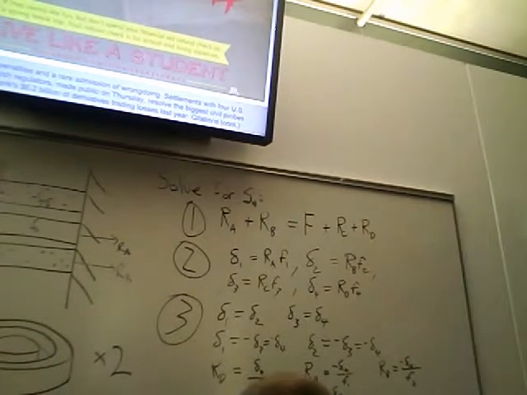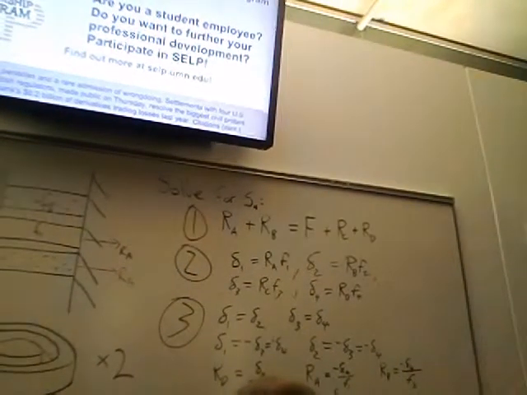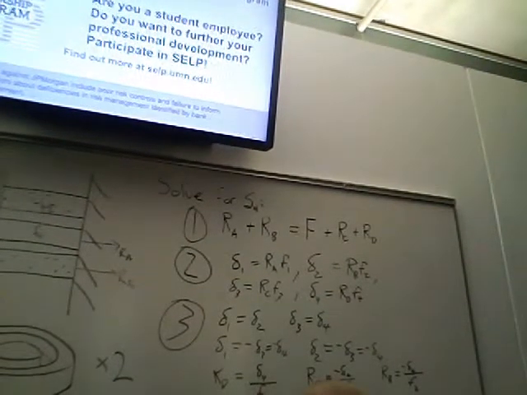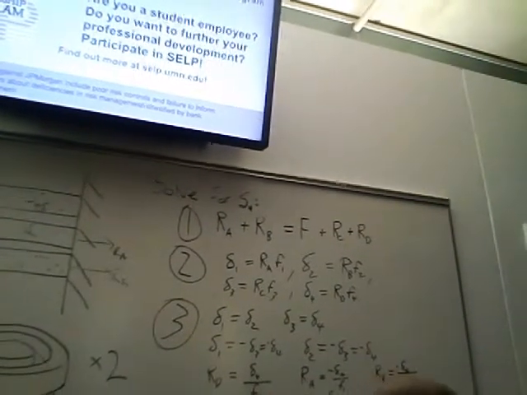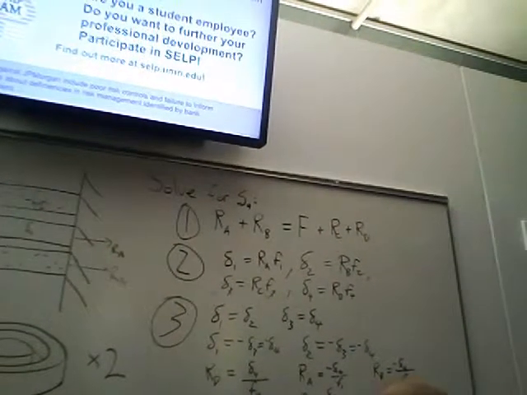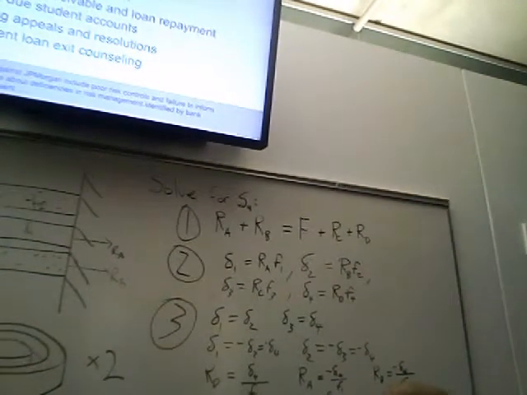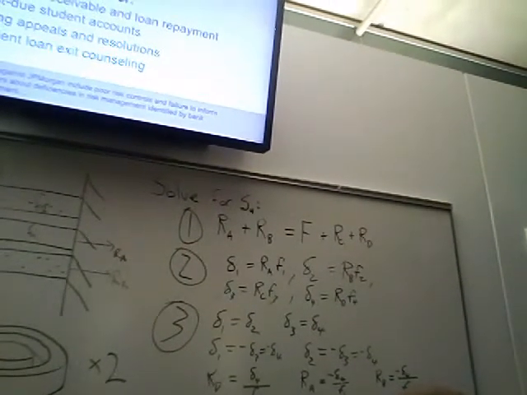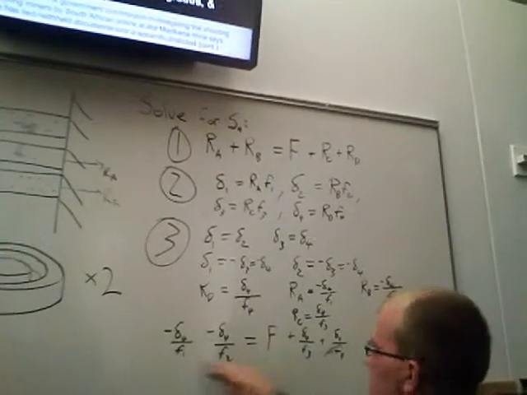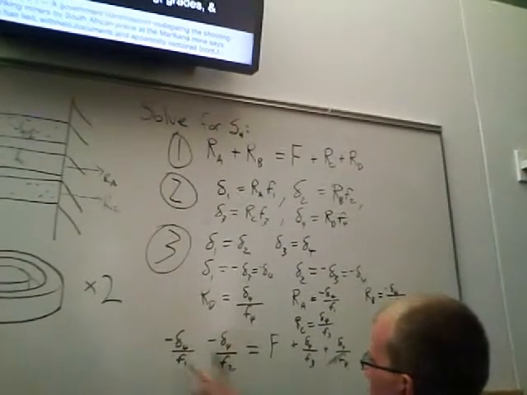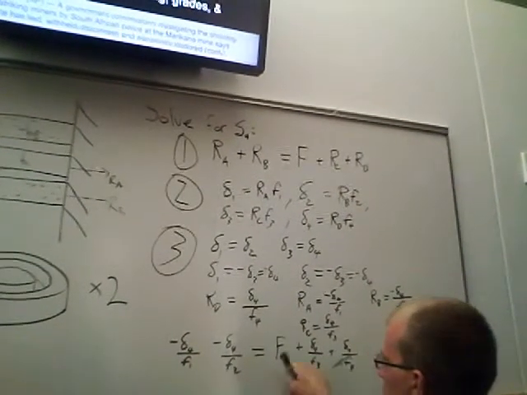So we got negative delta 4 over F1 minus delta 4 over F2 equals F plus delta 4 over F3 plus delta 4 over F4. All right, so all that's left to do is we know all of these other values except for delta 4, so what we're going to do is add these over here and move the force back over here.